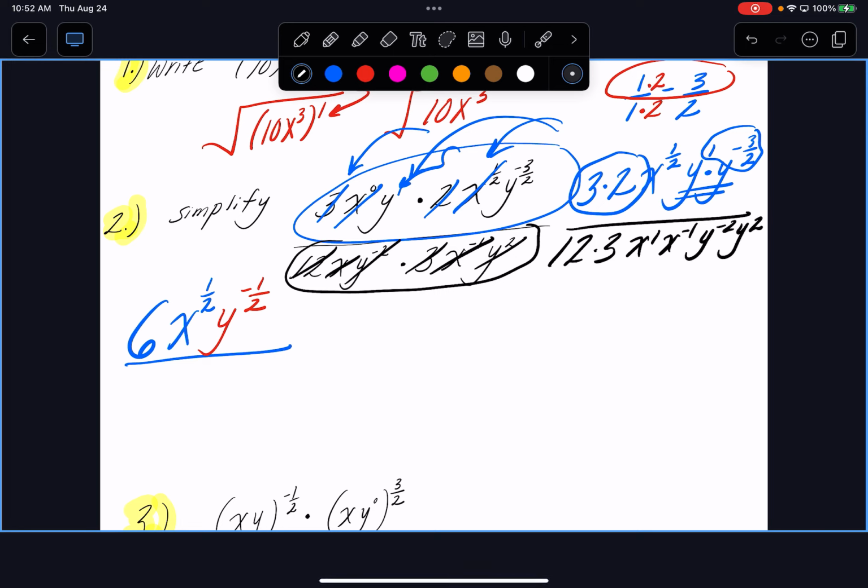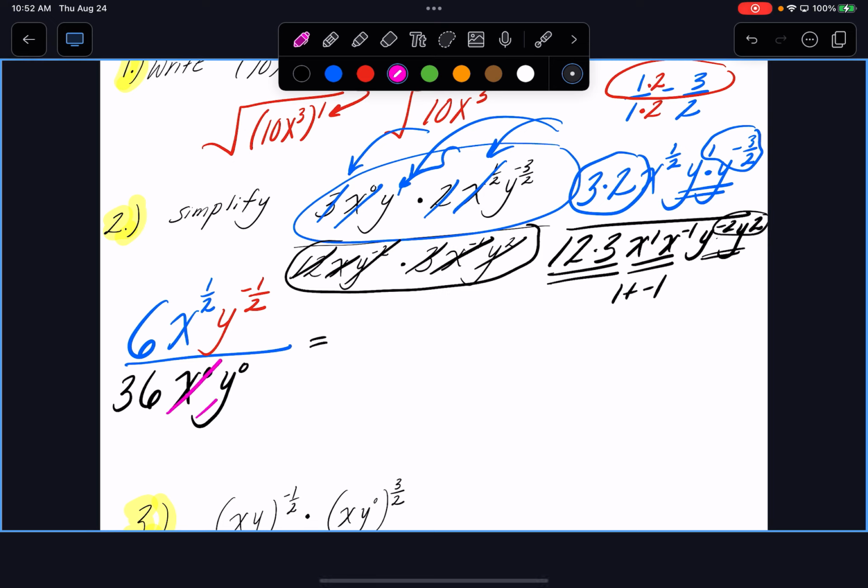All right, so then I would say 12 times 3 is, I guess if I'm going to do that, 36. When you multiply, you add. What's 1 plus -1? So we have x to the 0. Right here, when you multiply, you add. So we have y to the 0. So then from here, we know that any base to the 0 power is a 1. So this becomes 1, this becomes 1.